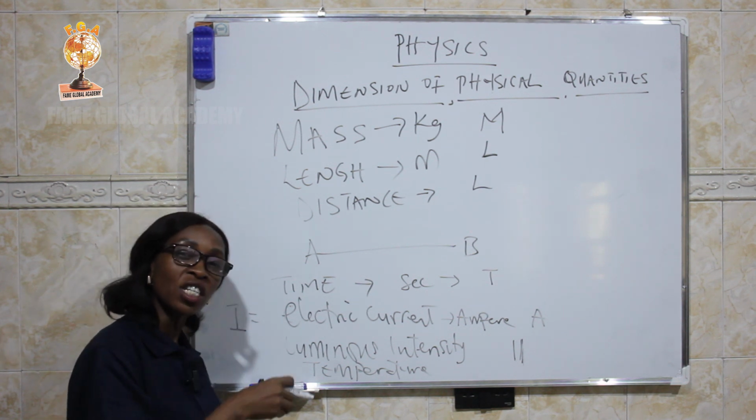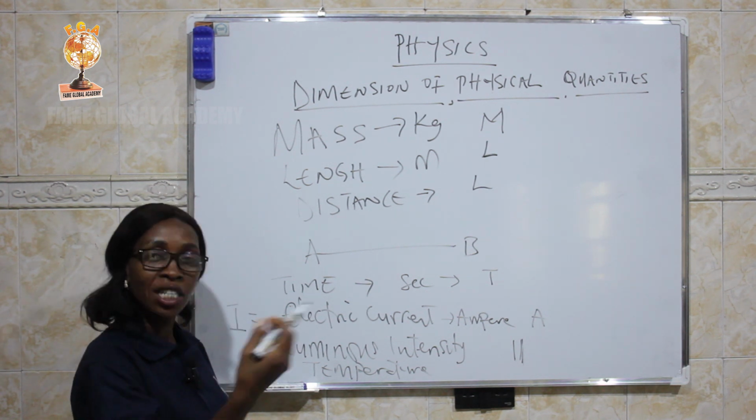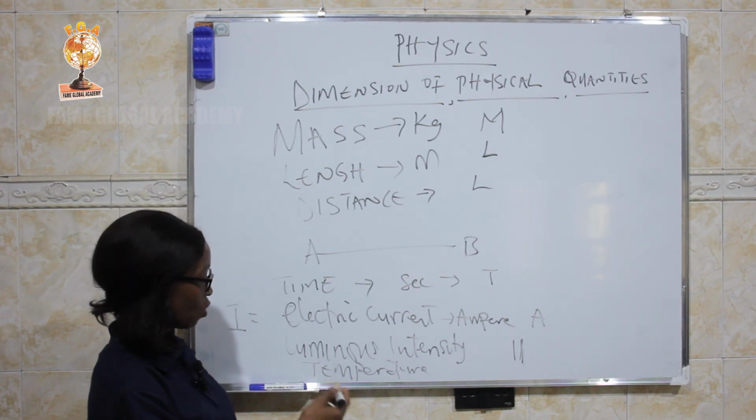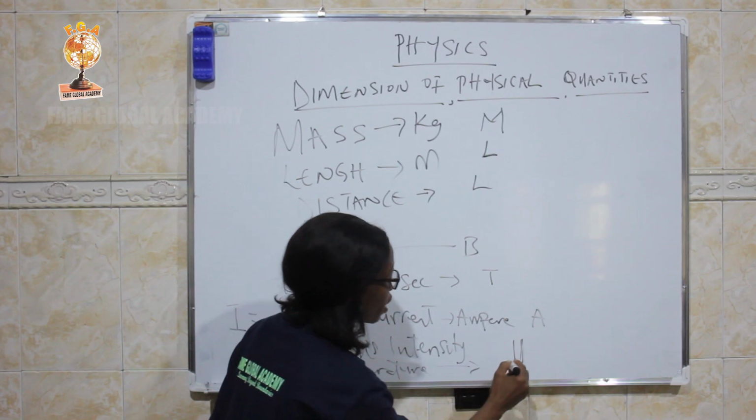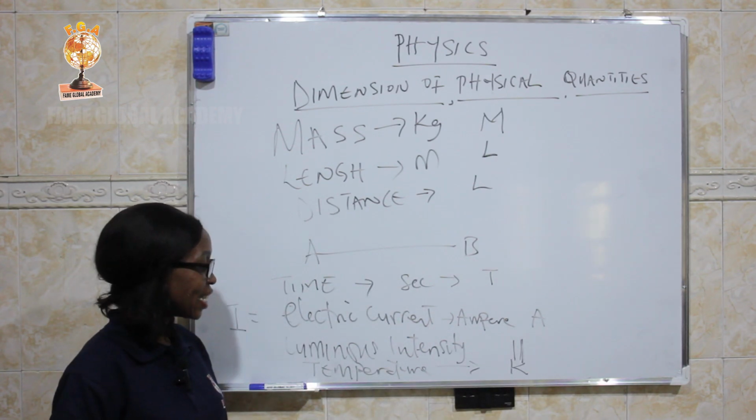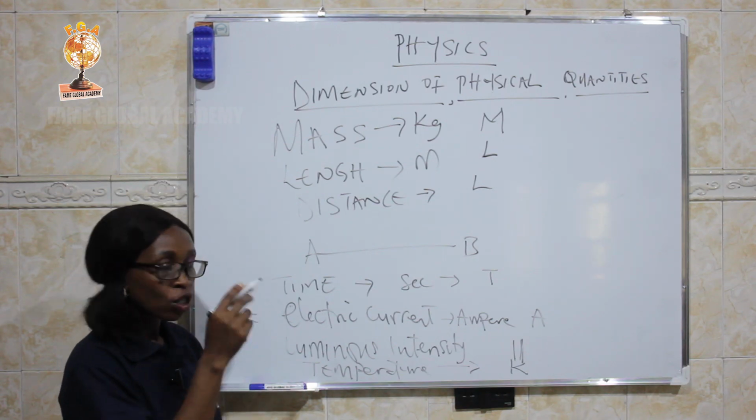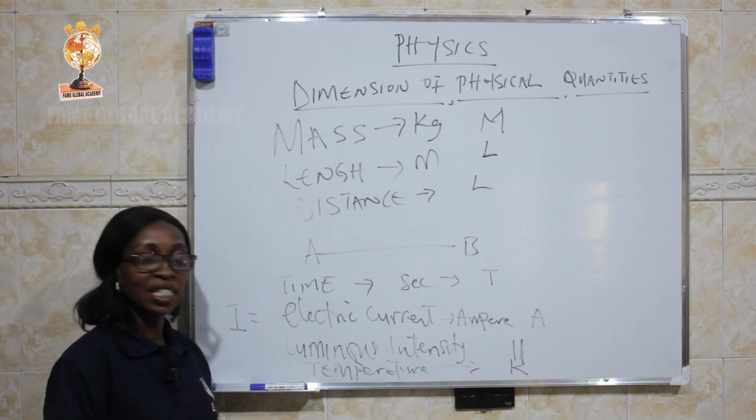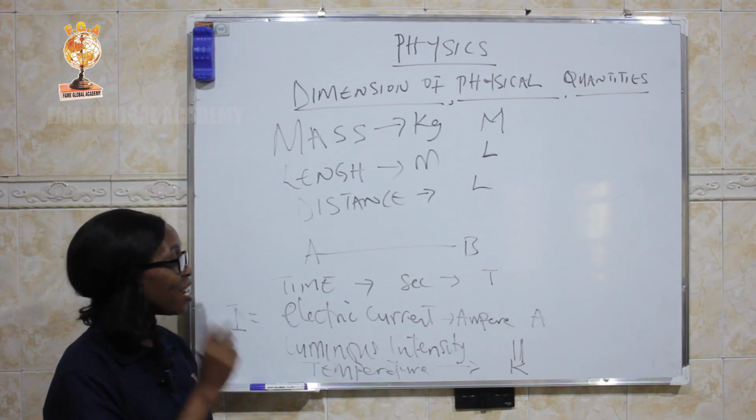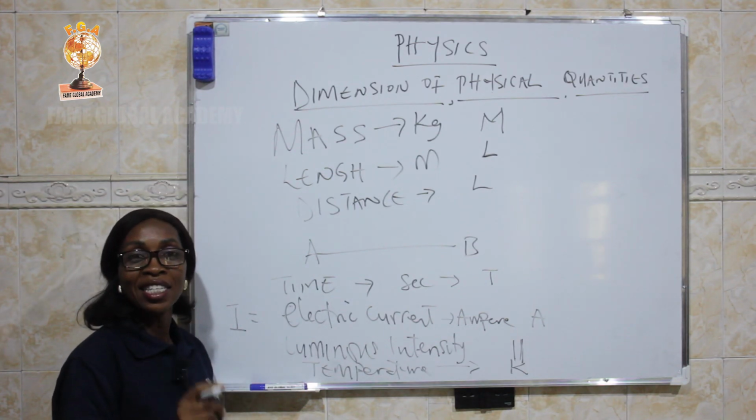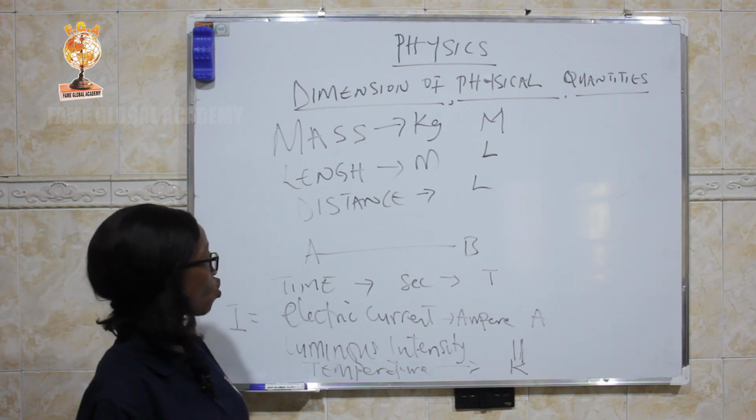So dimension is a way that we can use physical quantities to relate or connect to fundamental quantities. The dimension of temperature is K. K is the dimension for temperature. Luminous intensity, two equal lines is the dimension for luminous intensity. Electric current, A, which represents ampere, is the dimension for electric current.